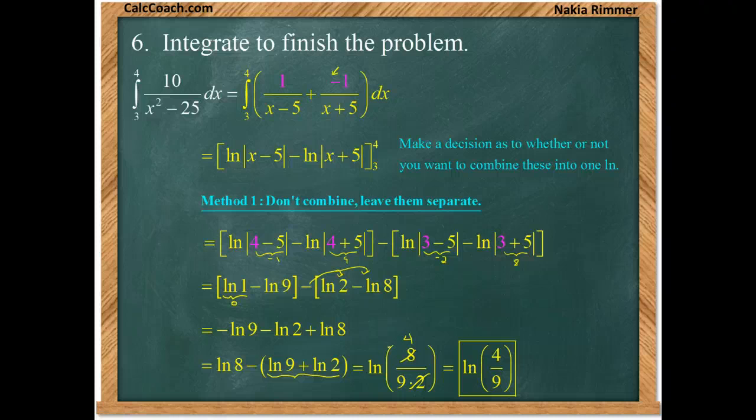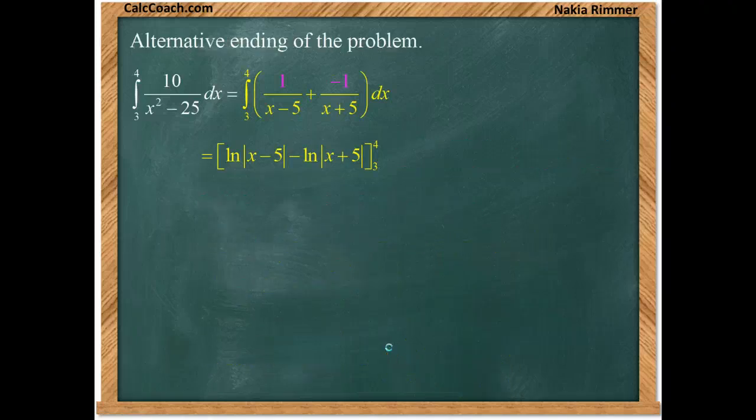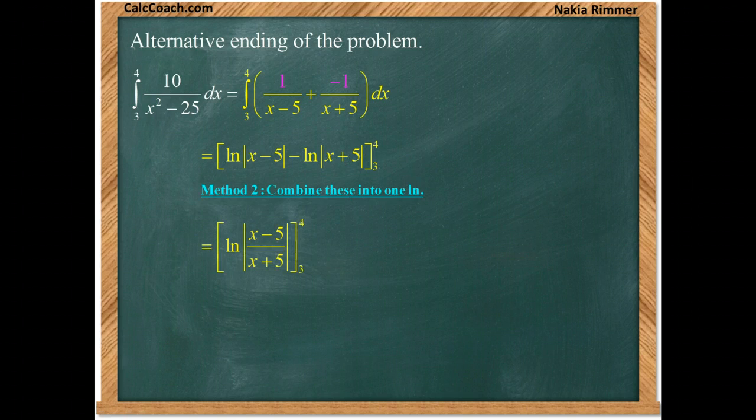On the next slide, let's look at an alternative ending to this problem where we actually combine them. And you choose whichever way you need to help you understand how to work it out. So, alternative method, combine these guys into one log. So we have log of A minus log of B. We put these as one fraction, the log of x minus 5 over x plus 5. And then we plug into that.